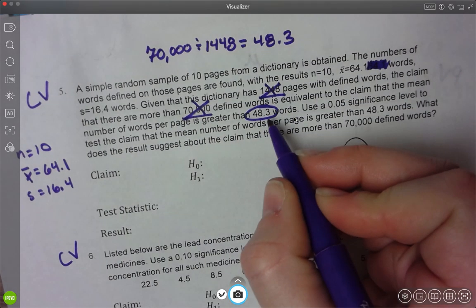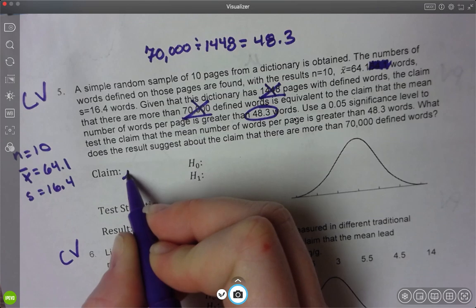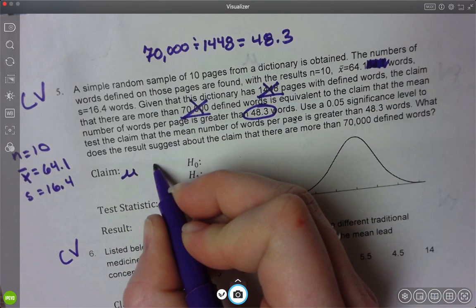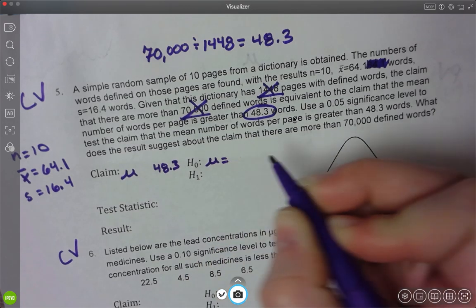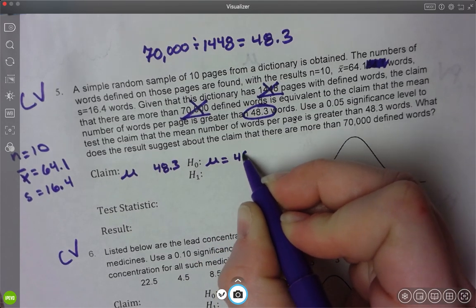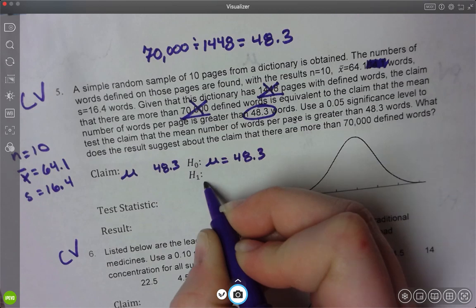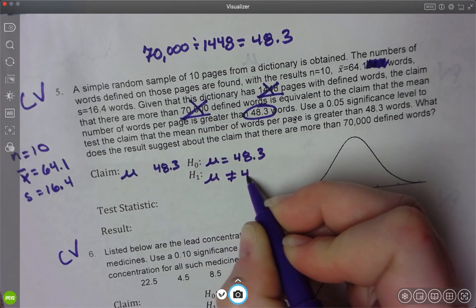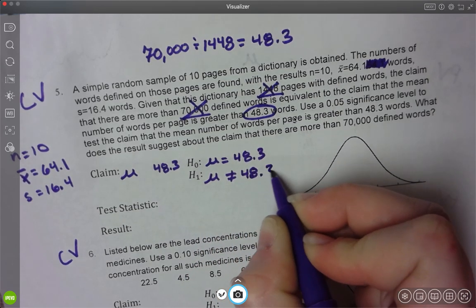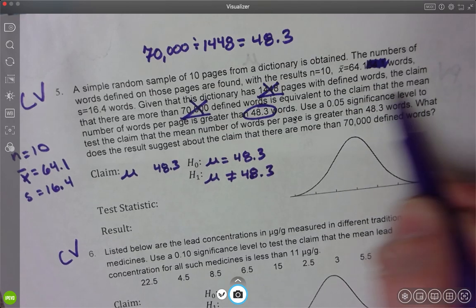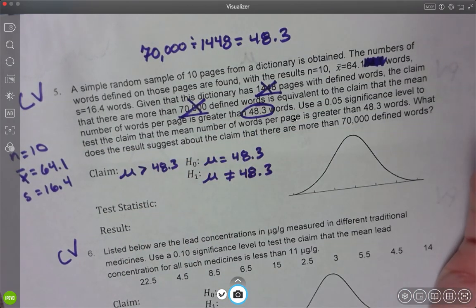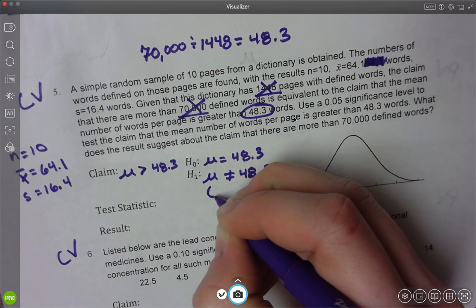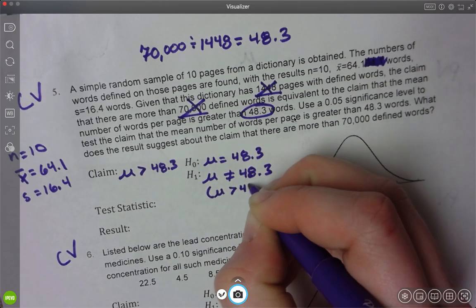This is the claim. So we're claiming something about 48.3. Okay, we'll talk about what he's doing here in just a second. So we know that this is 48.3, and we know that this is not equal to 48.3. Okay, so what is our claim saying? Claim that the mean number of words per page is greater than 48.3. Right, so mu is greater than 48.3. That's what we're testing, right?